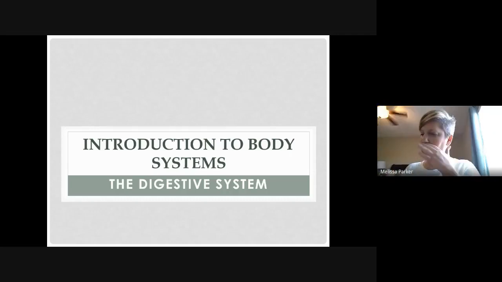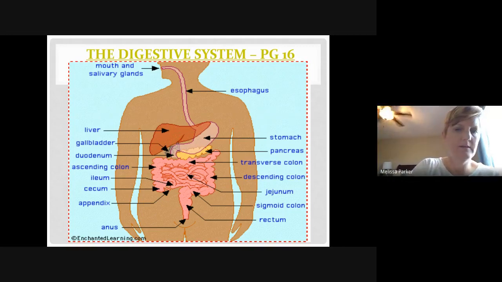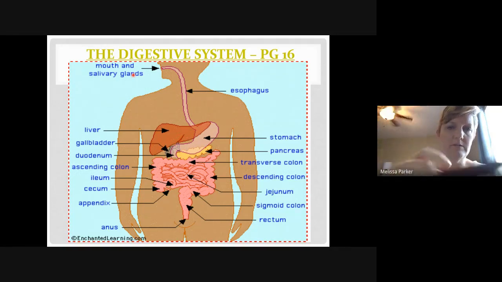Okay, so now we're going to go into the digestive system. So here we can see, this is where our mouth begins. We have salivary glands inside of our mouth. So our salivary glands actually do secrete things like amylase, which help to break down starches. So digestion does happen partially in our mouth.